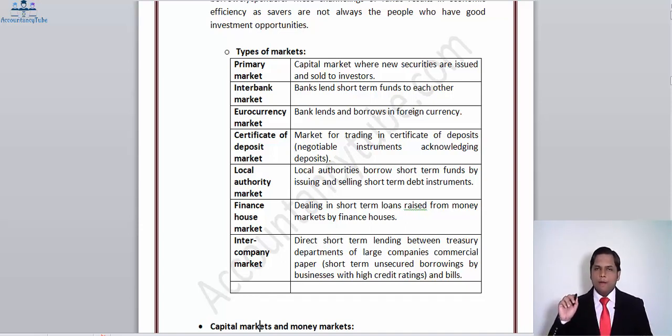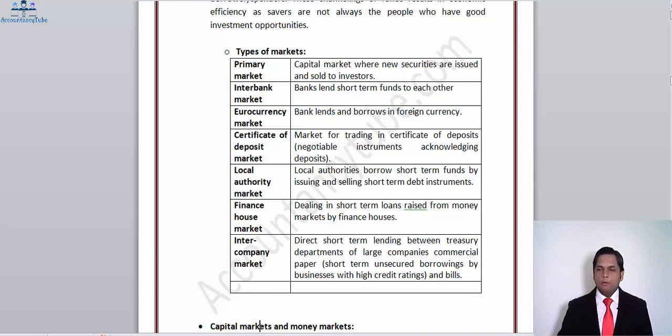First, you've got a primary market. Primary market is basically a capital market where new securities are issued and sold to investors. If a company is being listed for the very first time, for example, an XYZ company is going to be listed for the very first time on the New York Stock Exchange, then for that company the New York Stock Exchange will be the primary market, because it's using that market for the very first time to obtain finance. It is issuing its securities for the very first time.